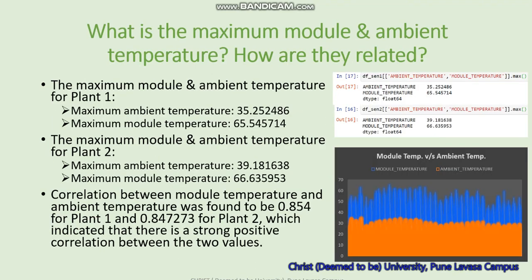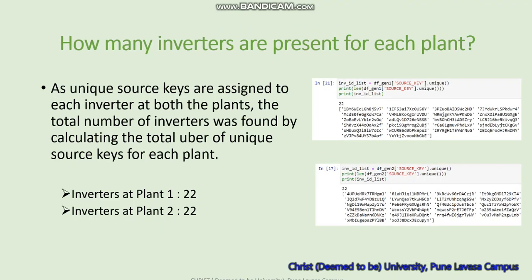After that, we try to find out the correlation between the maximum module and the ambient temperature and how these are related. As we saw from the heat map, the module temperature is highly affected by the ambient temperature, by the positive value of the correlation, and that is this factor that we can see from this graph. Also, we can find out the number of inverters that are present at each of these plants. We find that to be 22 for both of the plants.